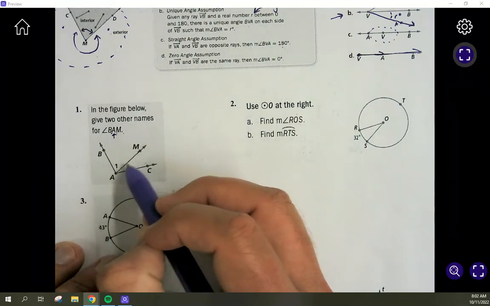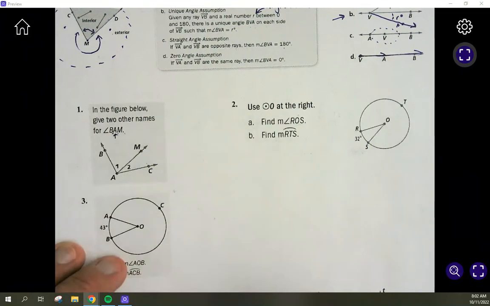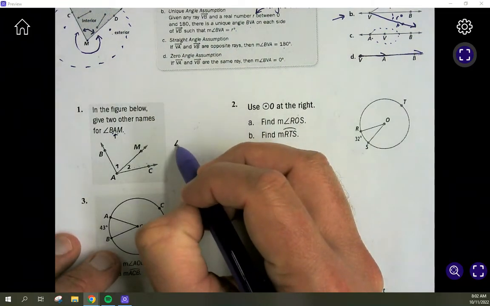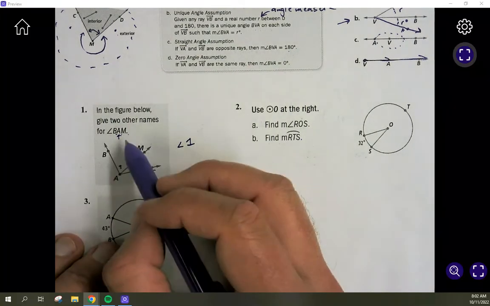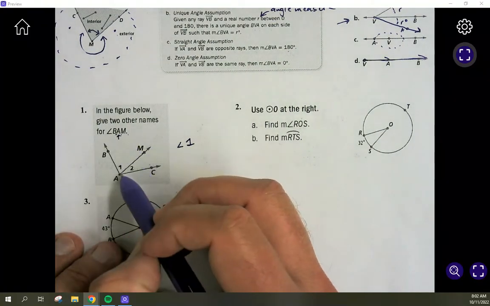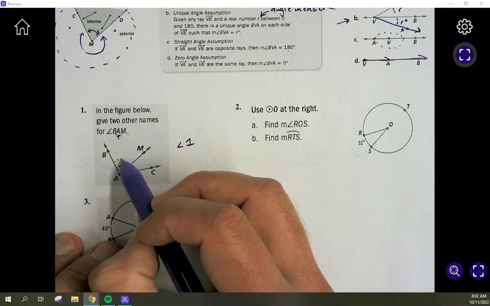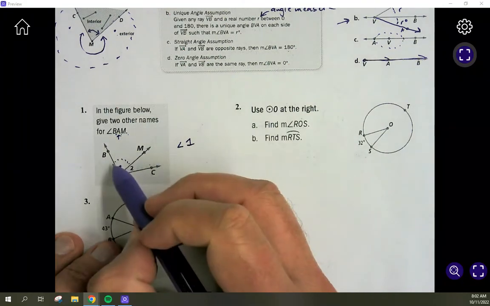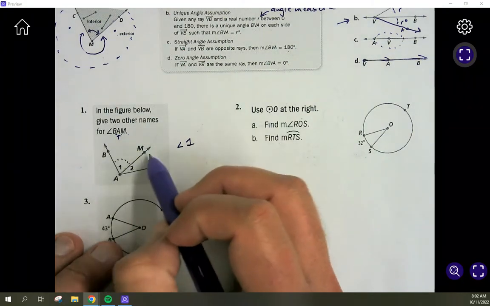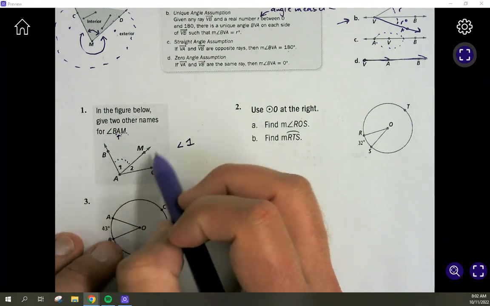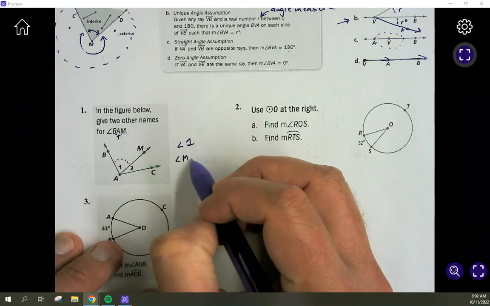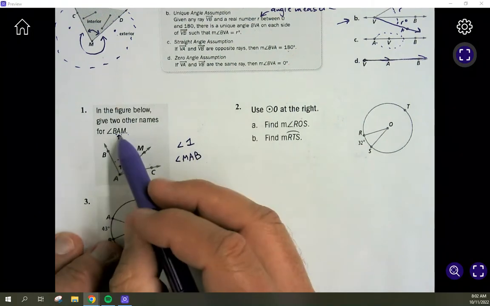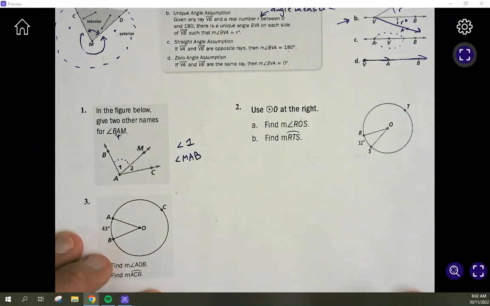So BAM. You notice there's numbers here, and so I can call it angle 1. And then the other way that I can name it is to just go the opposite direction, but the vertex has to stay in the middle. So if I'm referring to this angle in here, created by these two rays, AB and AM, I can make my way around the outside differently. Angle MAB. So it's just the same thing but reversed.